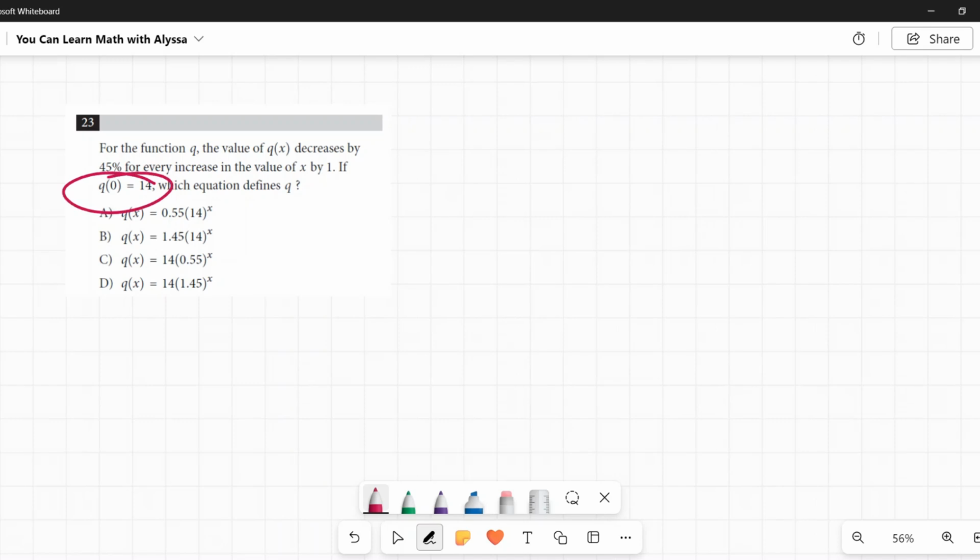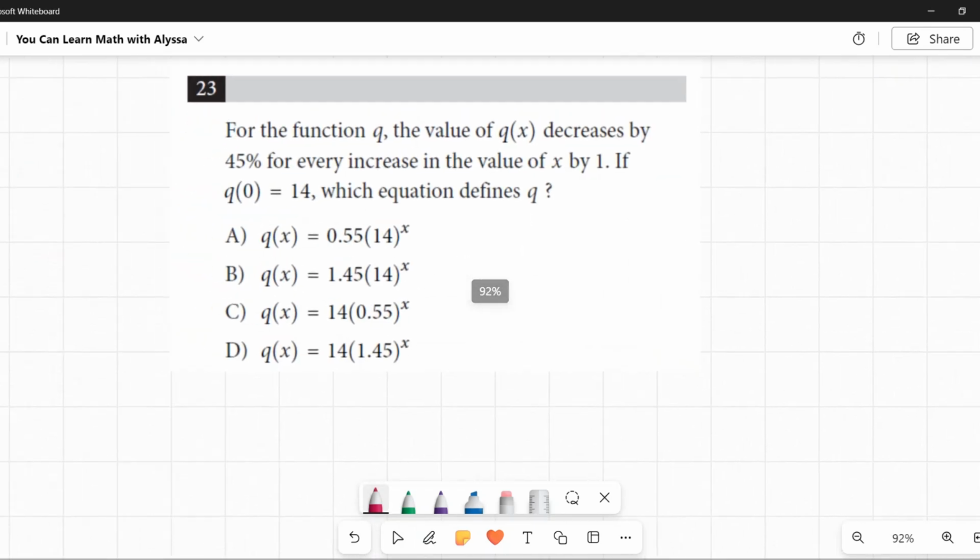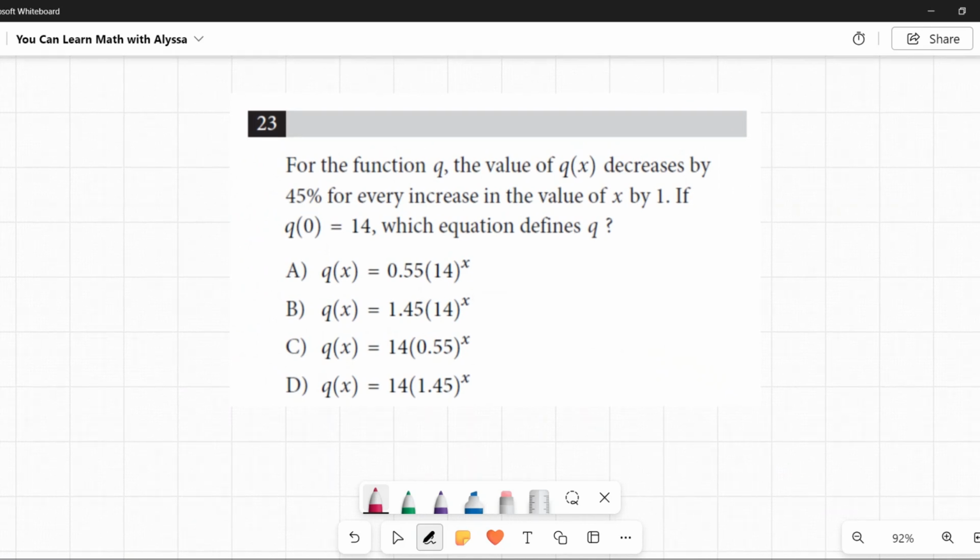Again, this is in the interest of time. SAT is all about time and getting things done quickly, not wasting any time so that you can finish and get your maximum points. q of 0 equals 14. So I need to plug 0 in for x in each of these equations. I'm going to zoom in and see if I get 14.